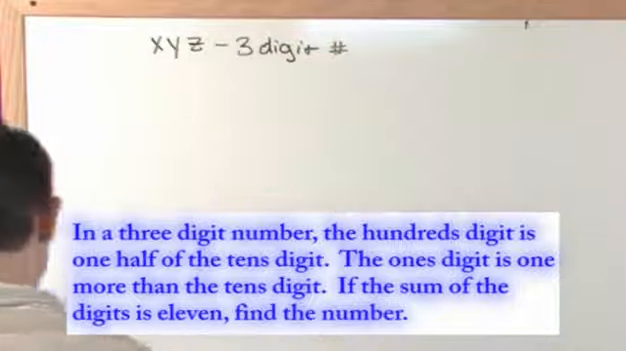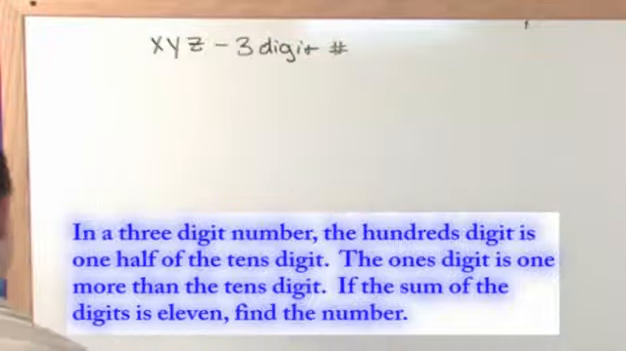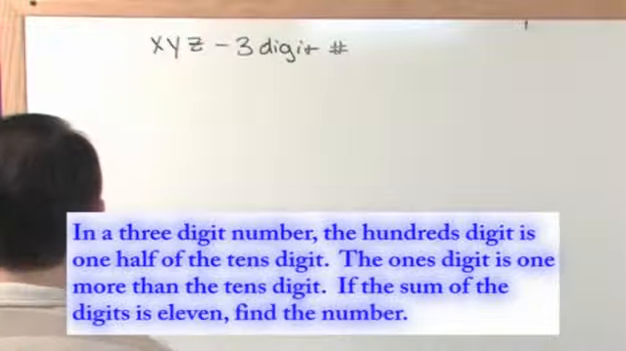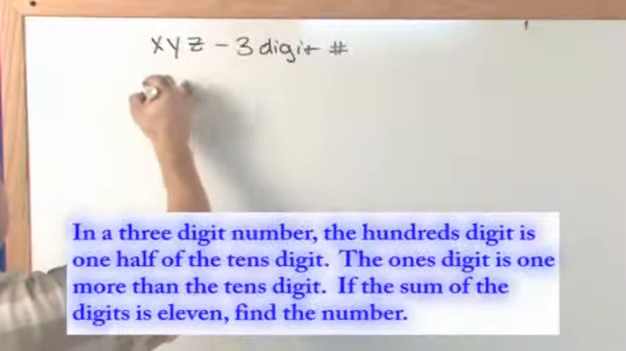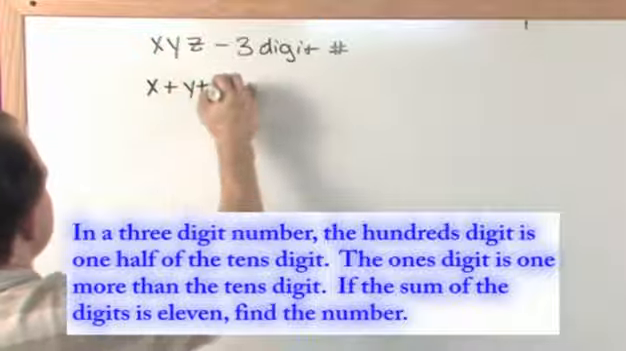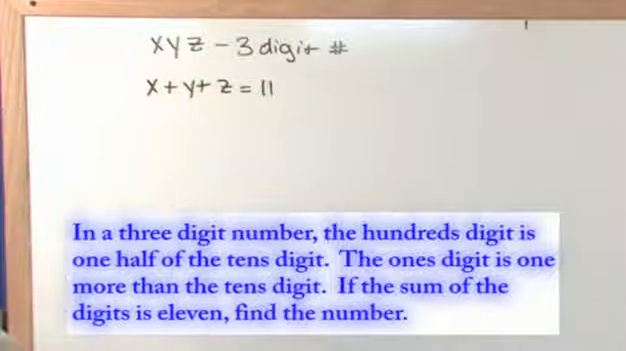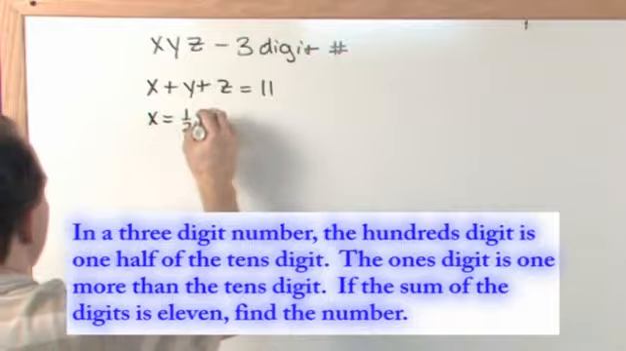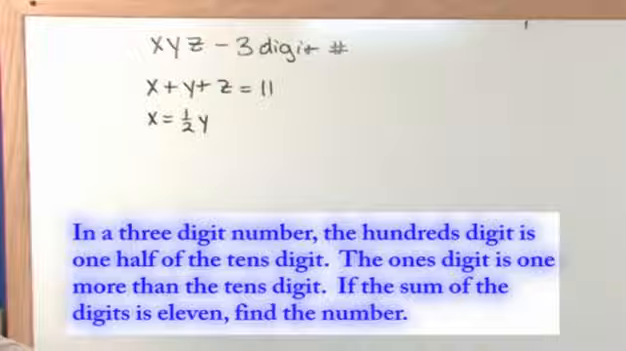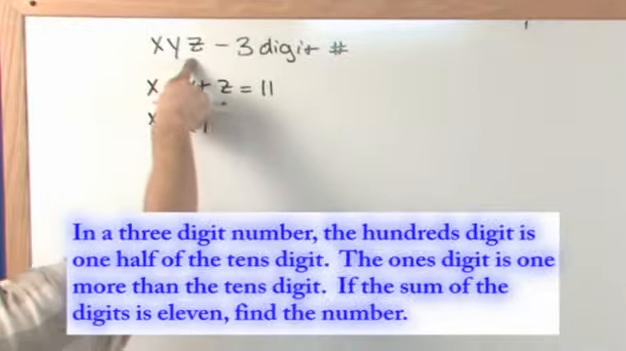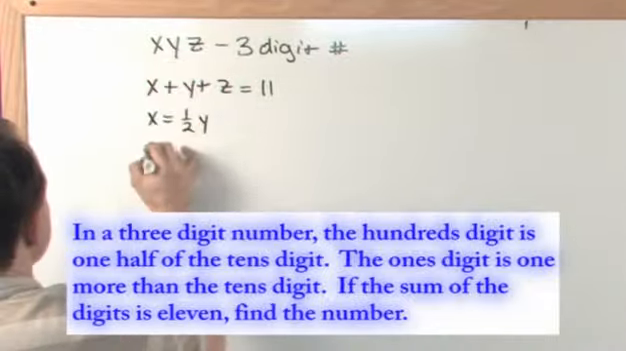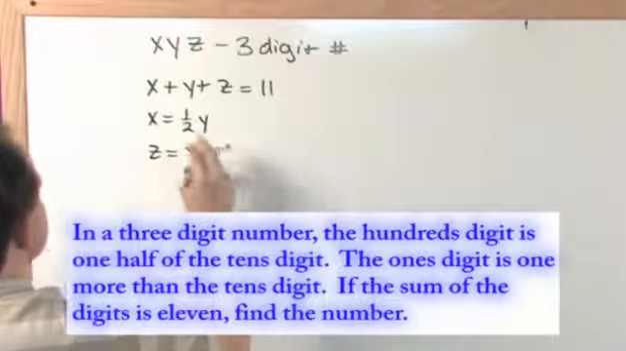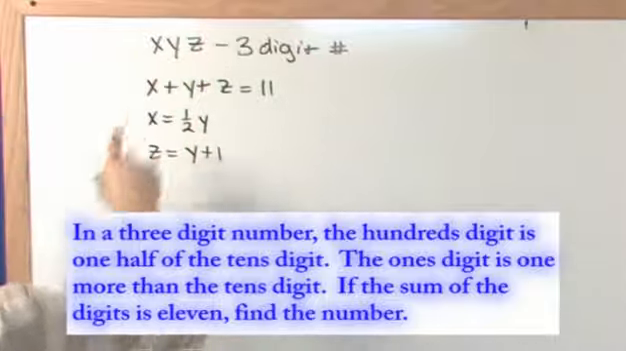Okay? Let's go ahead and start translating this stuff. First of all, we know the sum of the digits is 11. That's given in the problem in the very last sentence. So I always like to start out with x plus y plus z is equal to 11. Okay? Now let's move on up. The hundreds digit, which is this one, is 1/2 of the tens digit. So x is equal to 1/2 y. Okay? The ones digit, which is this one, is 1 more than the tens digit. So z is equal to y plus 1. The ones digit is 1 more than the tens digit.